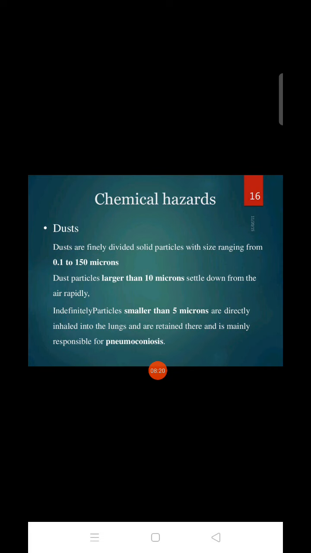pneumoconiosis. If the dust particle is larger than 10 microns, it will settle down from the air rapidly, and particles smaller than 5 microns are directly inhaled into the lungs and retained there, and are mainly responsible for pneumoconiosis.